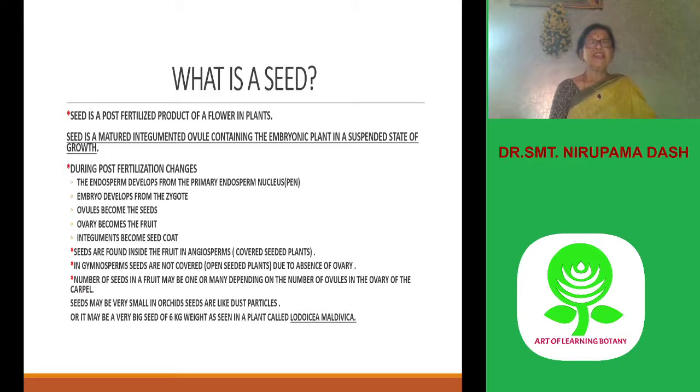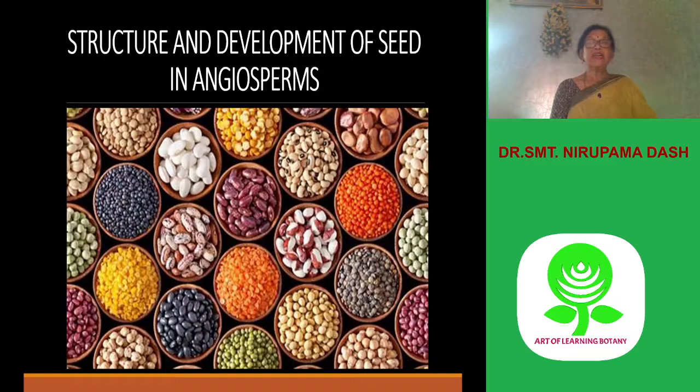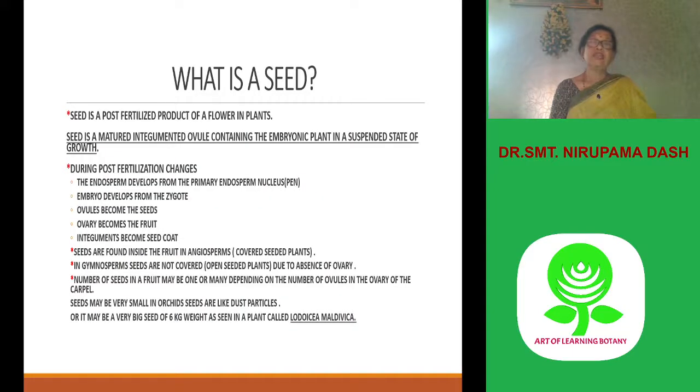Have you seen seed? All of you have seen seeds while eating fruits, and daily we are taking different types of seeds in our food, that is rice, wheat, maize, and also different types of pulses. And also we are using different types of oils from seeds: mustard, sunflower, groundnut, and coconut also. So these seeds are very important for plants and also for human society.